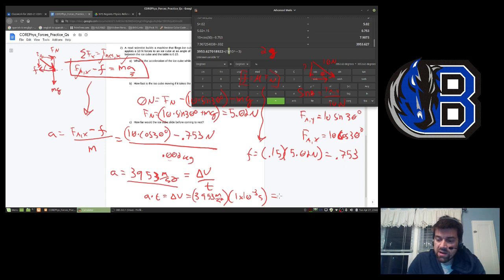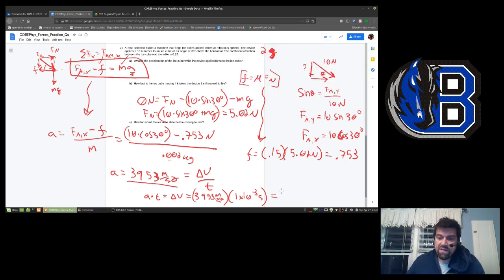Oh, I need to use that. 3.95. Now 3.95 meters per second isn't that bad. A millisecond's pretty quick, don't get me wrong. But here's a demonstration of how even a big acceleration, if it's for a really, really small period of time, gives the velocity that I got.